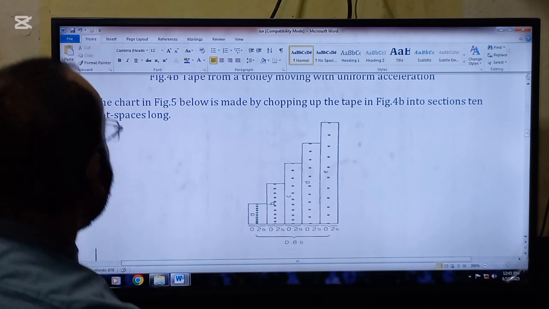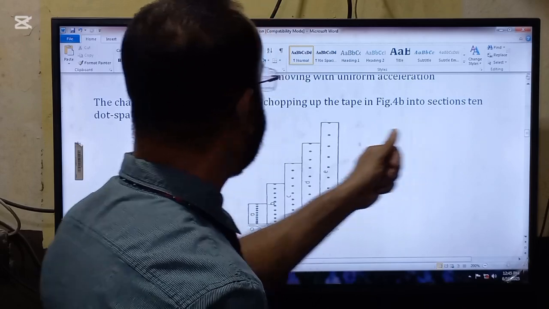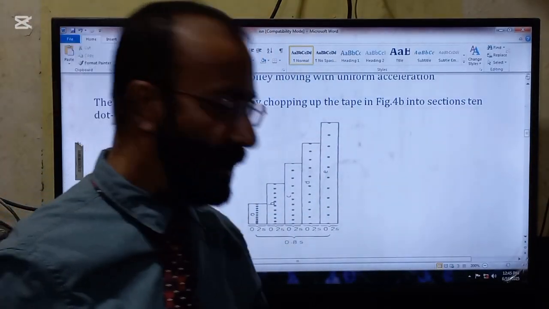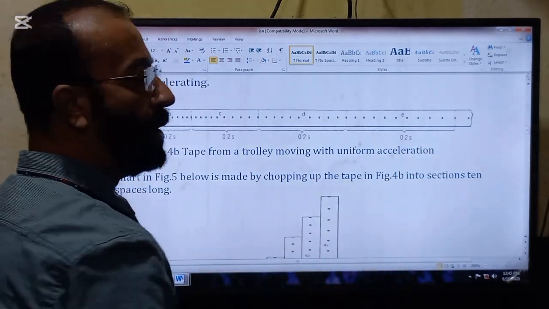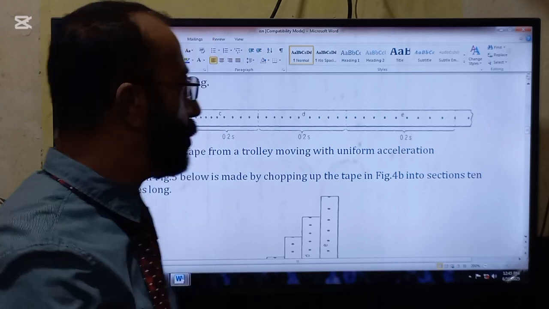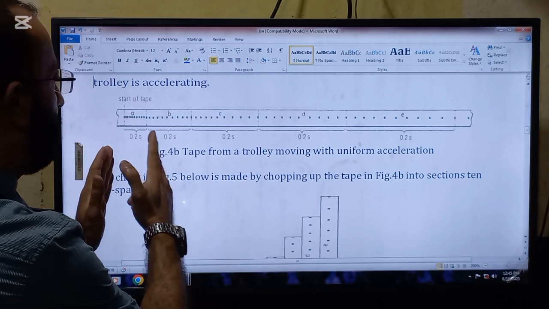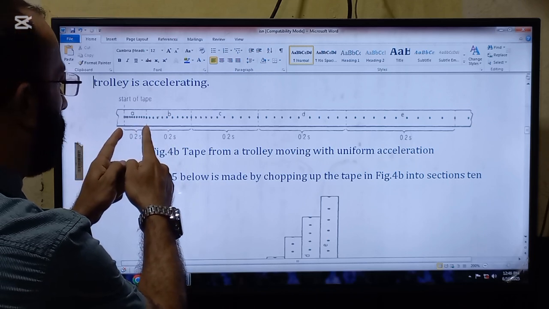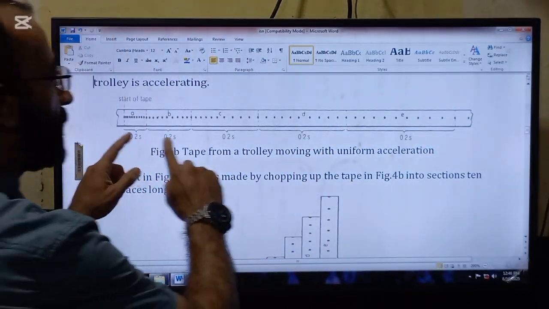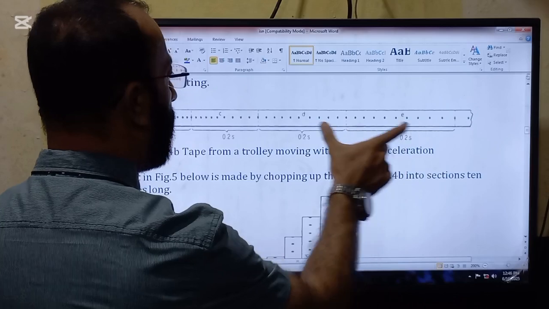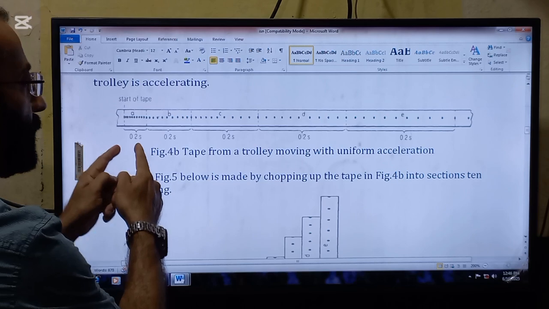The chart in figure 5 below is made by chopping up the tape in figure 4b into sections of 10 dot spaces, because in 4b these are actually the 50 dots which the pin put in 1 second. So a person cuts the paper into 5 parts. First 10 dots, then 10 dots, then 10, then 10, and then 10. So this is actually a 1 second process which is divided into 5 portions.